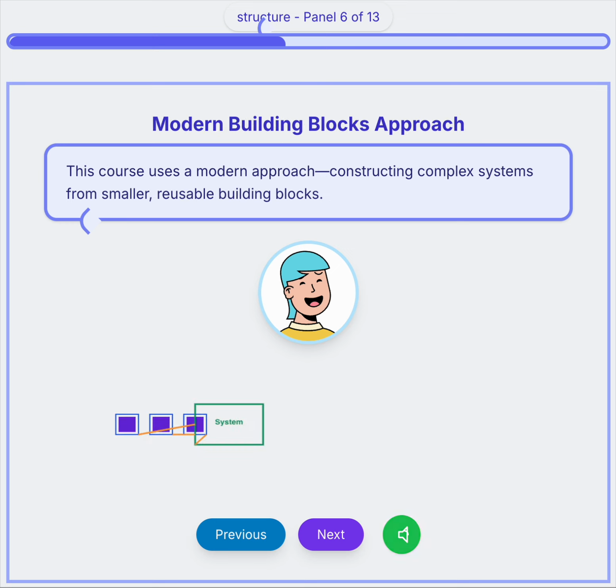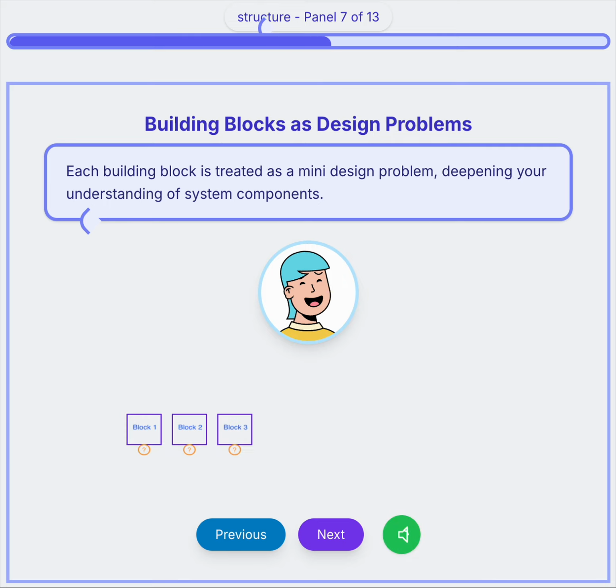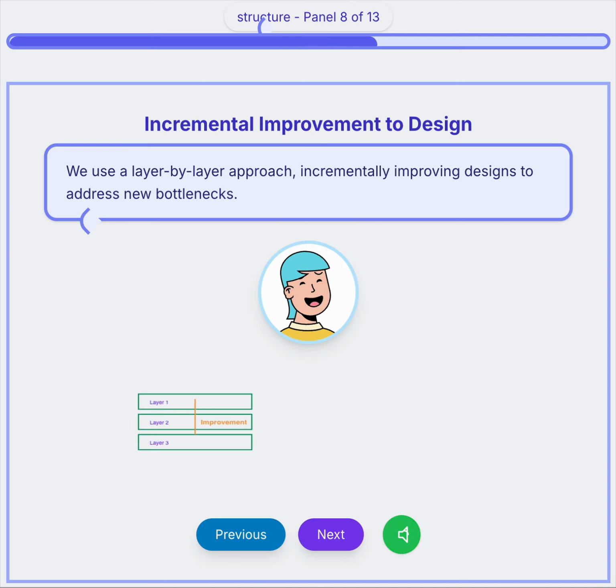This course uses a modern approach, constructing complex systems from smaller, reusable building blocks. Each building block is treated as a mini design problem, deepening your understanding of system components. We use a layer-by-layer approach, incrementally improving designs to address new bottlenecks.